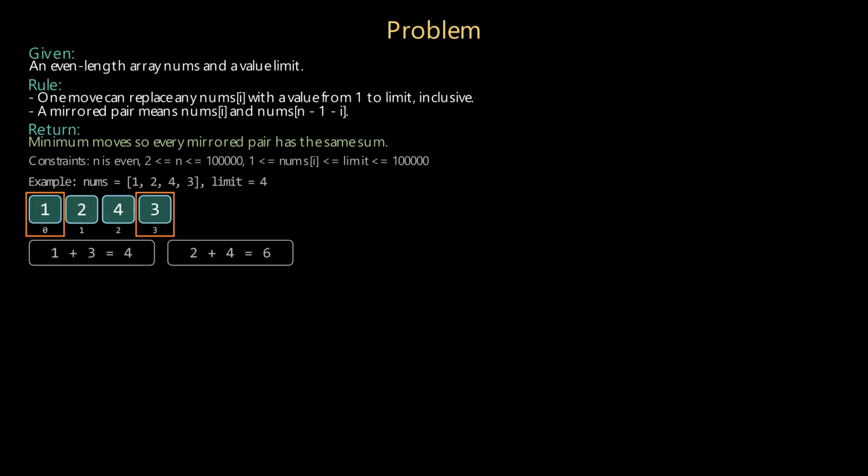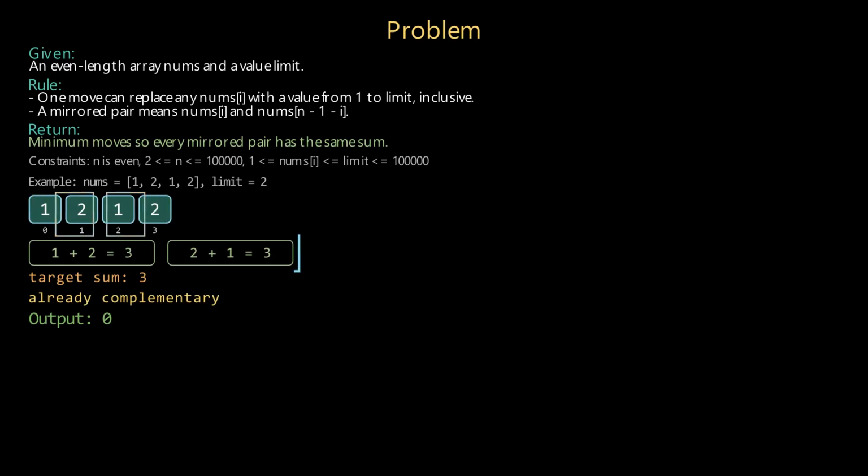In this example, the outside pair is 1 and 3, so its sum is 4. The inside pair is 2 and 4, so its sum is 6. The pair sums do not match yet. Choose target sum 6. Change the 1 into a 3, which is allowed because 3 is within the limit. Now both mirrored pairs sum to 6, using one move. So the output is 1.